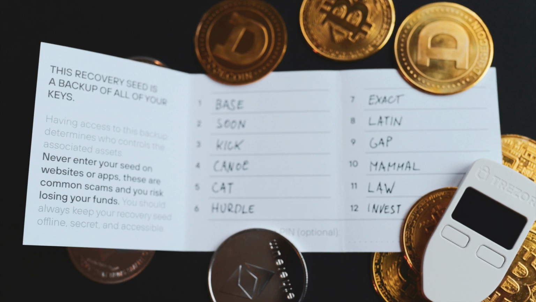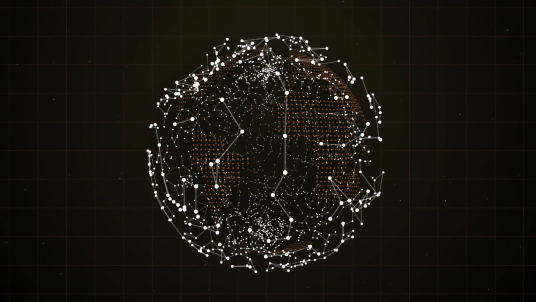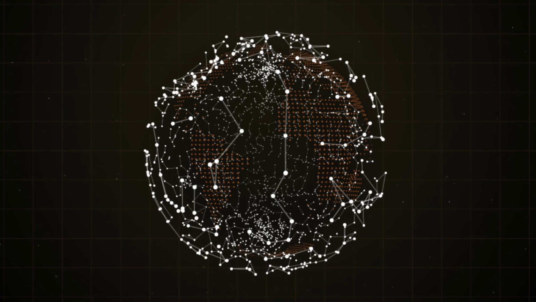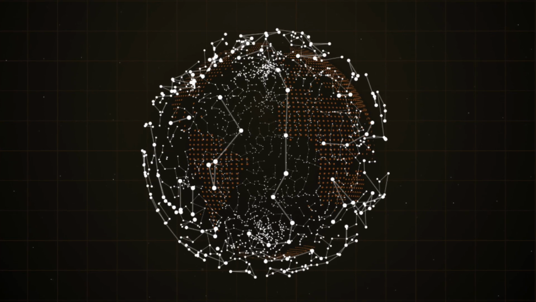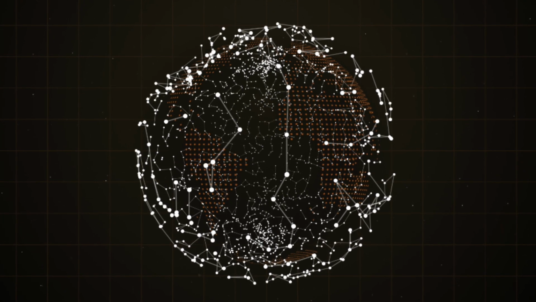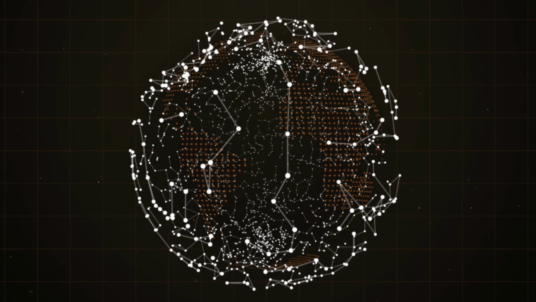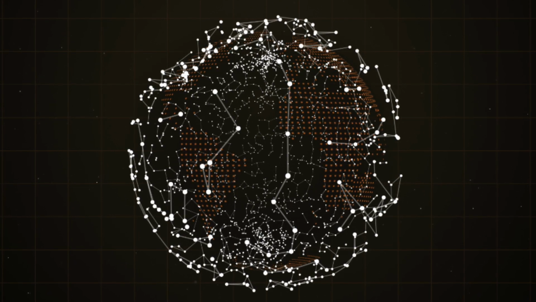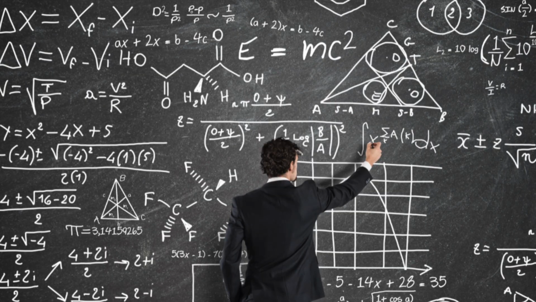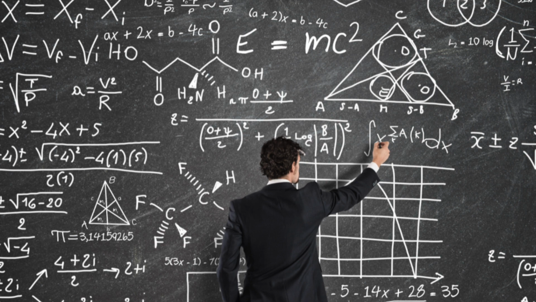Number 2, production of new coins. The Bitcoin network is a decentralized computer network that is continuously monitoring a public ledger. This ledger contains the history of all the transactions that ever occurred on the Bitcoin network. Every 10 minutes, all the miners around the world compete to solve a mathematical problem so that they can earn the right to write on this ledger.